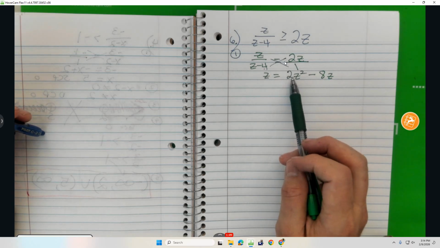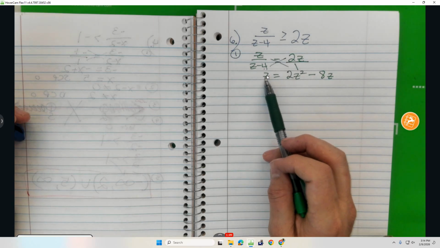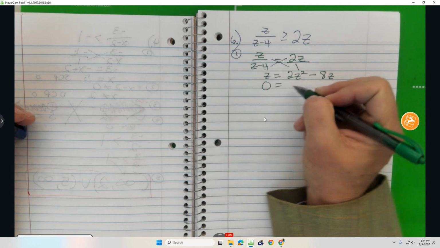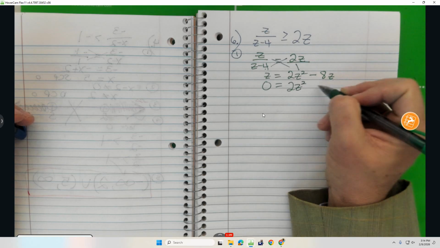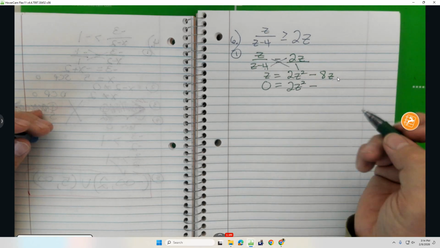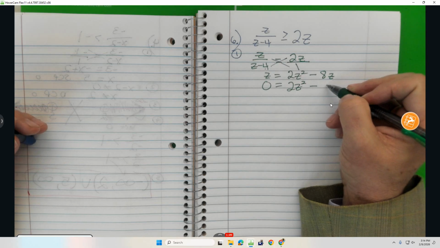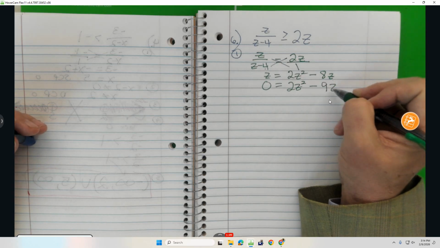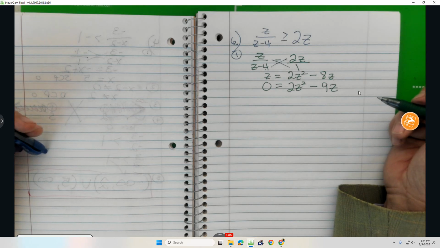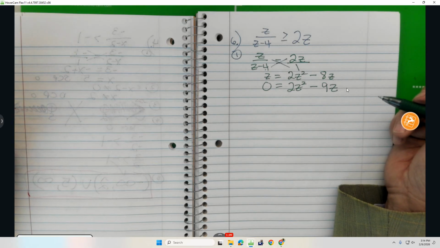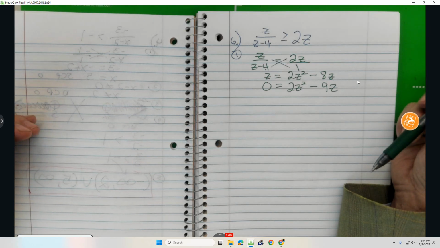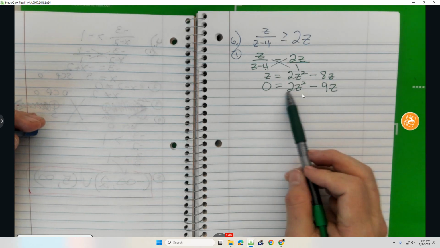So I think the easy thing to do is to subtract Z from both sides to give me 0 equals 2Z squared minus, be careful, you have a negative 8Z minus 1Z. That's going to give you a 9Z. This is not a trinomial. We may run into factoring a difference of two squares later on in the semester, but I think this is the first time we factored something with two terms.